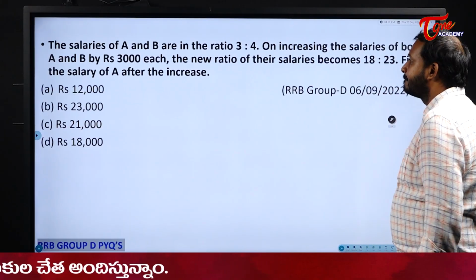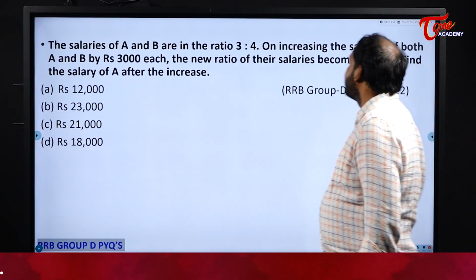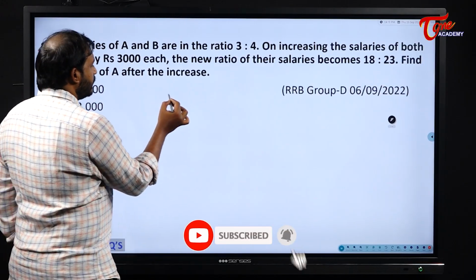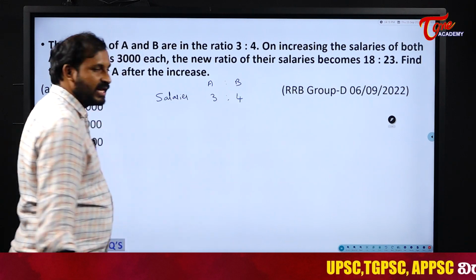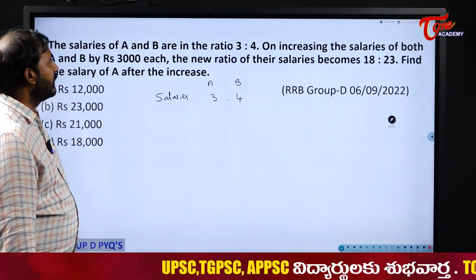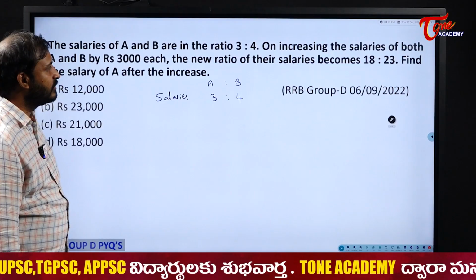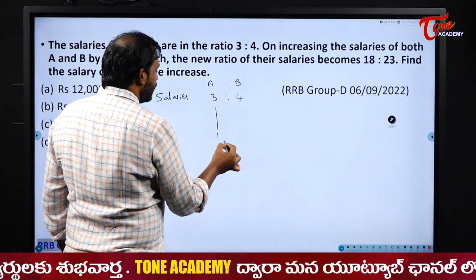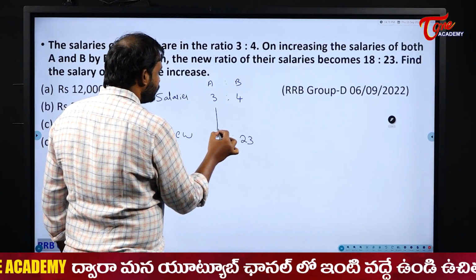Next one. The salaries of A and B are in the ratio of 3 is to 4. On increasing the salaries of both A and B by 3,000 each, the new ratio becomes 18 is to 23. The new ratio became 18 is to 23.